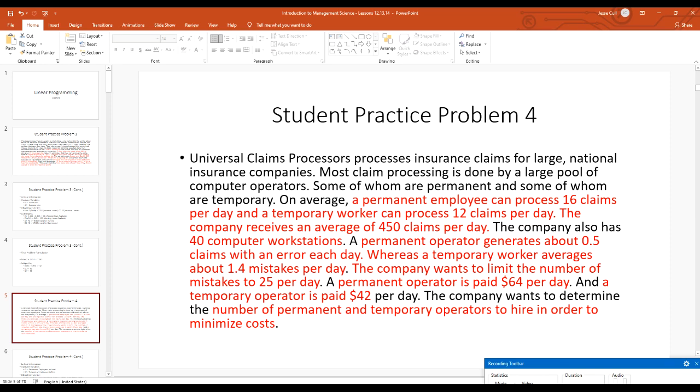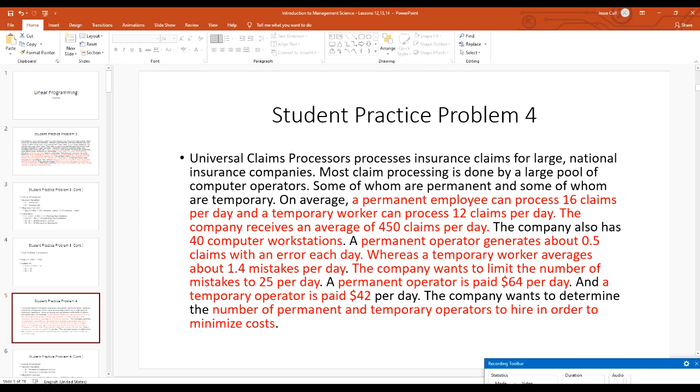So as always, we begin by highlighting the key information. This first section is background information and not relevant to our mathematical solution. On average, a permanent employee can process 16 claims per day. A temporary worker processes 12 claims per day. They have 450 claims per day. That will be relevant because that's going to guide or limit our choices.